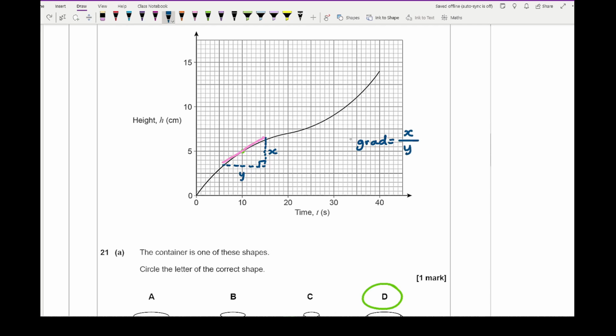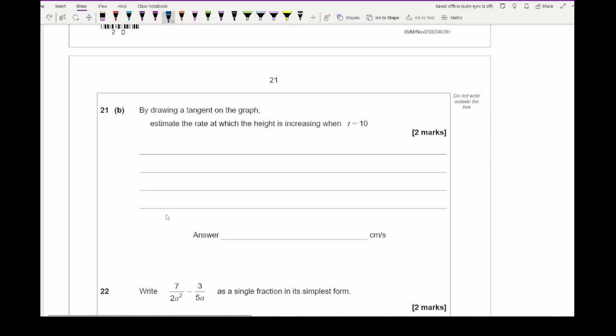It's the distance up divided by the distance across. And then what you should have as an answer for that particular question is, and for full marks you'll accept any answer between 0.3 and 0.4, and that's your answer for B. So any answer between 0.3 to 0.4, making sure that you have drawn a tangent at when t equals 10.